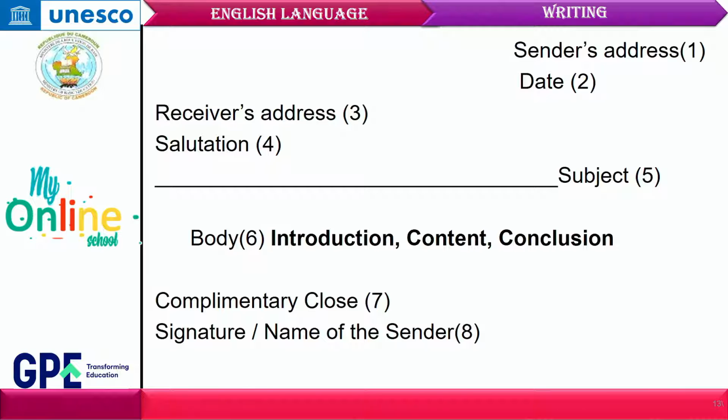Then, at the end, you go down and write the complementary clause to show that you have finished the letter, and then you end up signing. You put your name, that is number 8. I hope you can see that layout.